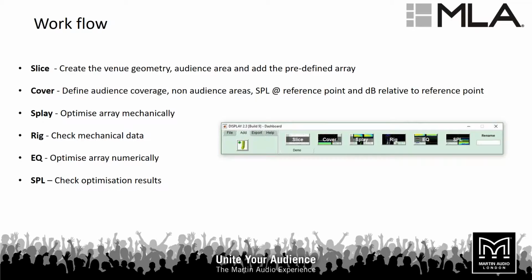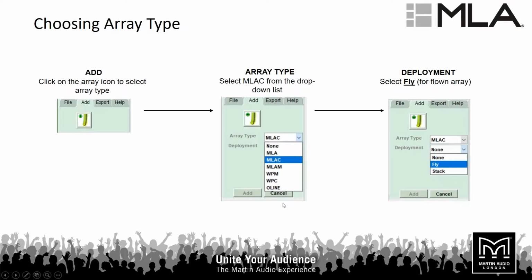So we're also looking at box numbers in that tab and also the array height and indeed its depth position within the slice. The rig tab allows you to check your mechanical data, allows you to see whether it's safe or not. It gives you various other options. The EQ, obviously, we are then optimizing electronically our equalization across the audience area, depending on the variables which we define in the previous tabs. And in the SPL tab, we can then check all of our optimization results and see if we're happy with our predicted end results. So when you first open Display 2.3, you need to add your array.